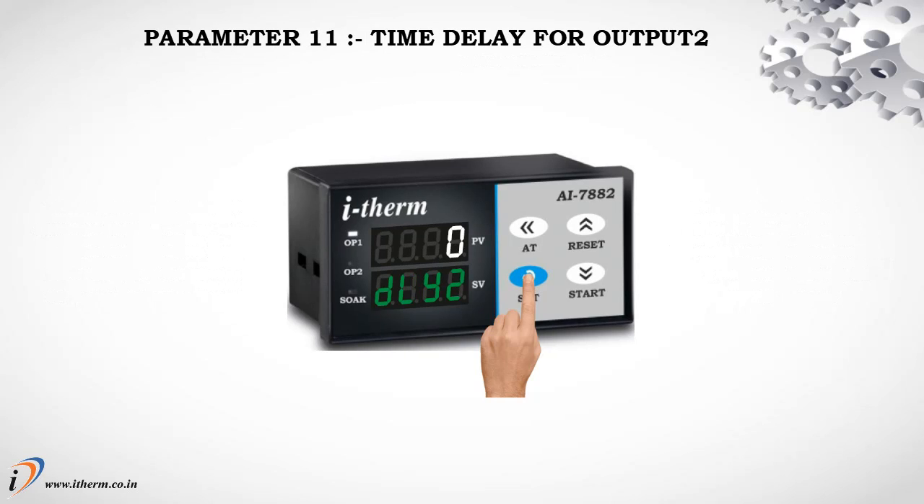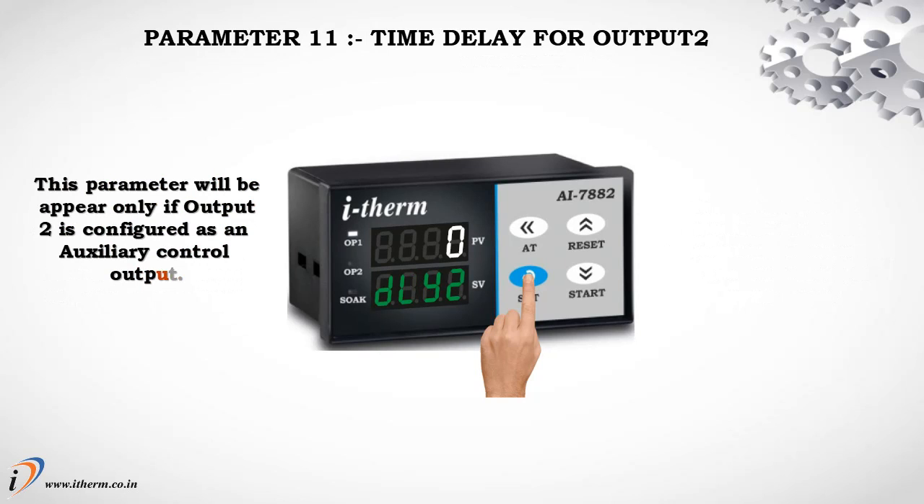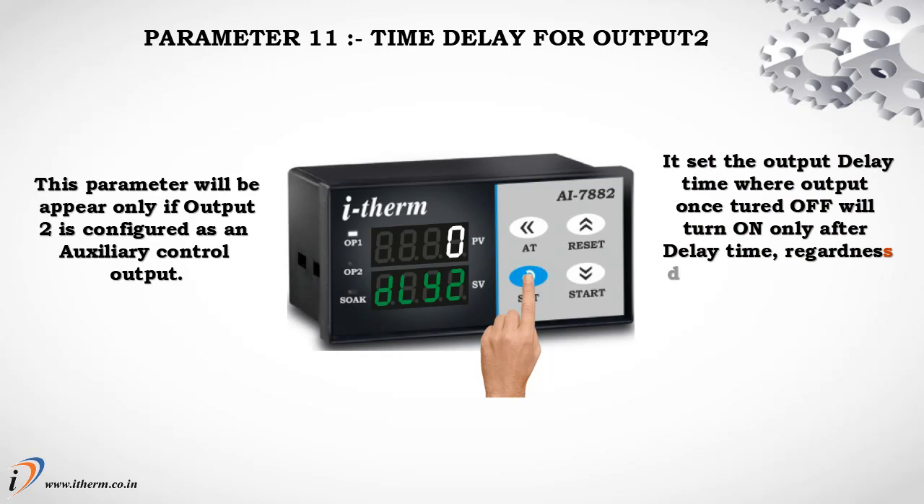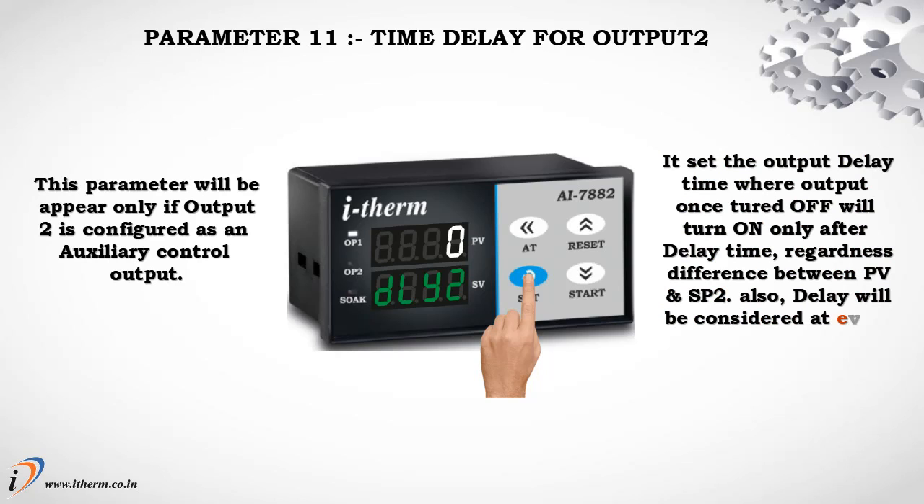Parameter 11, Time Delay for output 2. This parameter will appear only if output 2 is configured as an auxiliary control output. It sets the output delay time, where output once turned off will turn on only after the delay time, regardless of the difference between process value and set point 2. Also, the delay will be considered at every power on.